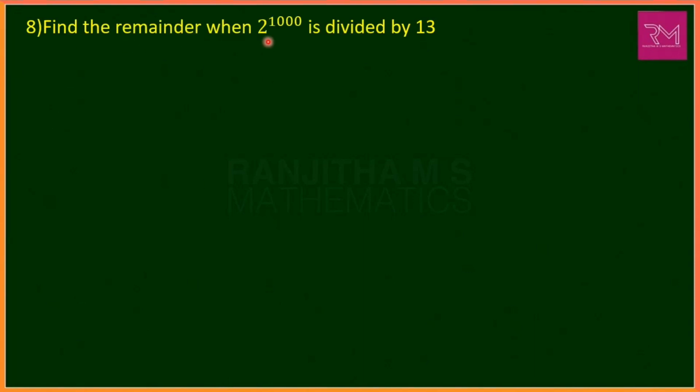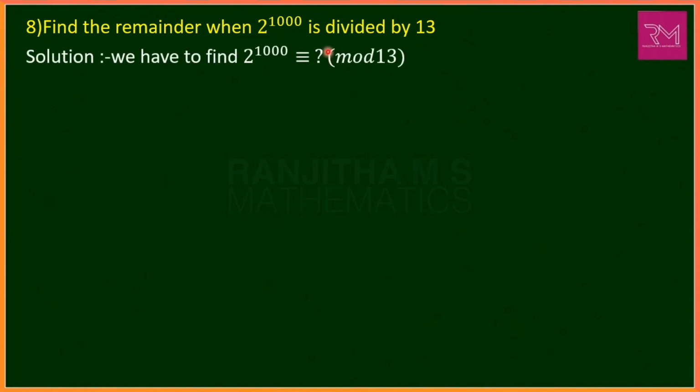Find the remainder when 2 power 1000 is divided by 13. Here we have to find the remainder value when 2 power 1000 is divided by 13. So we have to achieve the congruence like this. To get this value, first take 2 power 6 is congruent to minus 1 mod 13.